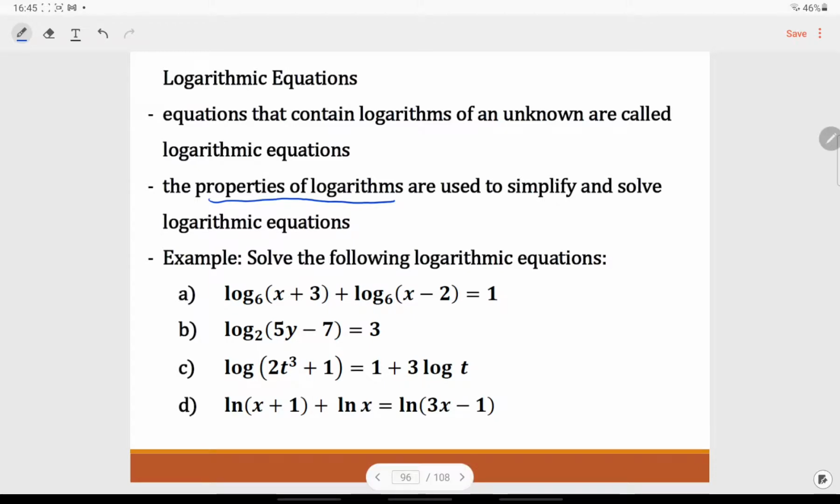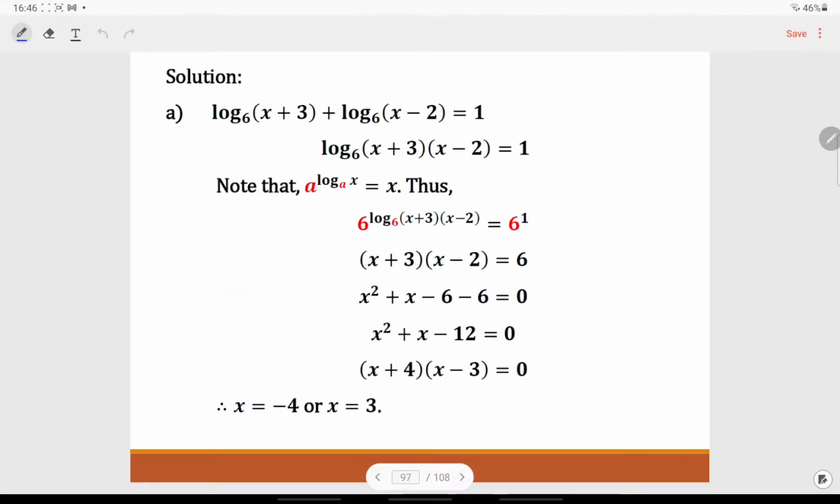We start with the first one. We have log of x plus 3 base 6 plus log of x minus 2 base 6 equals 1. So we have a common base equal to 6, so we can combine them together. Addition becomes multiplication. So we have this expression.